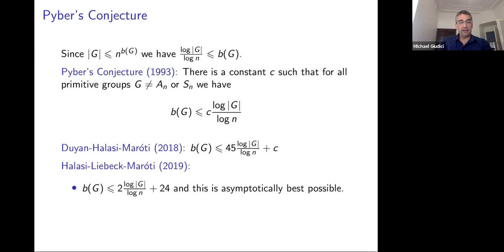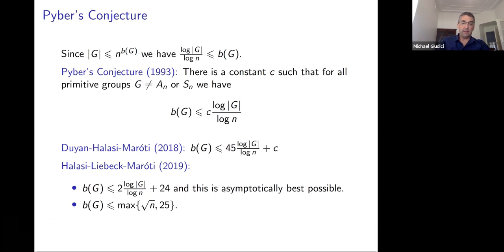Another thing they are also able to prove is that B of G is at most the maximum of root n and 25. So whereas the bucket bound said that B of G was at most n over 2, the better, more correct bound is root n, as long as n is large enough. So that's essentially what is known for base sizes of primitive groups.